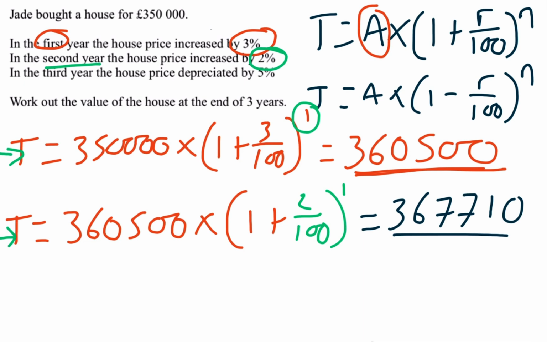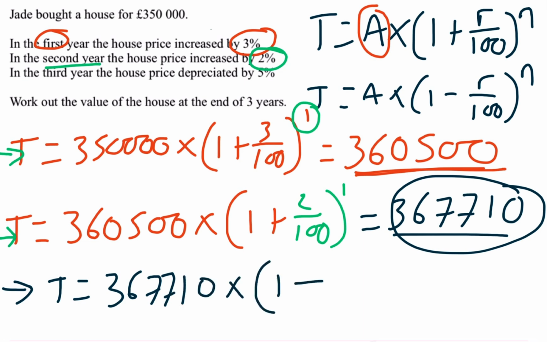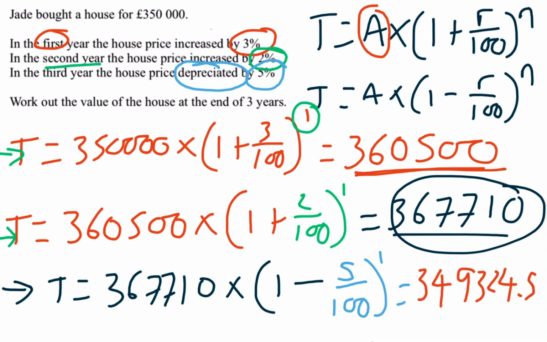Now the third one, okay, our third year, T is equal to, now we're going to use this output as the new input. So 367,710 multiplied by 1 minus, this time, because now we're depreciating it. So minus, it's now 5%. So it's 5 over 100. And this is another 1 more year. Do that on the calculator and see what you get. And you should have got an answer of 349,324.5 on the calculator.